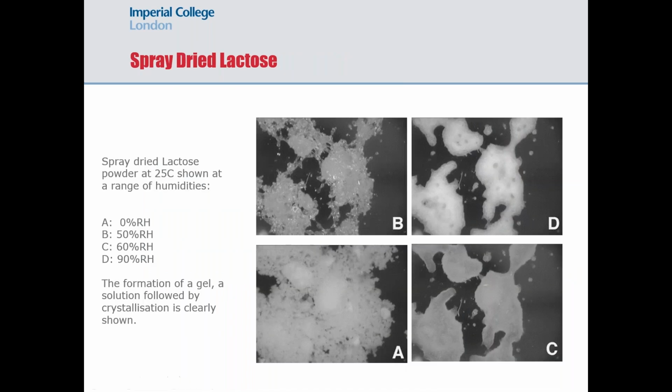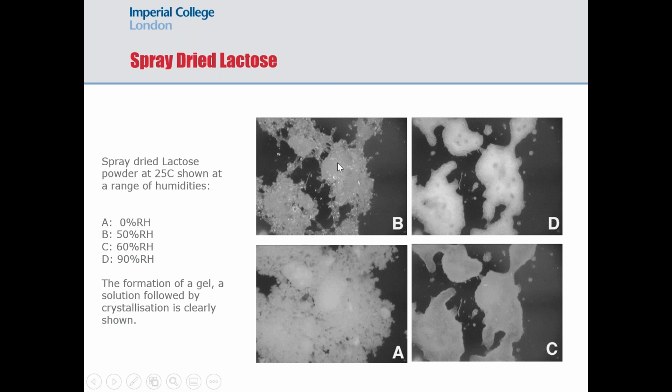And this gives you some example of what you can see using this simple microscopy technique. Here is a spray-dried lactose powder. It starts in image A, down here in the bottom left. Down here. This is a freeze-dried powder, spray-dried lactose at 0% humidity.